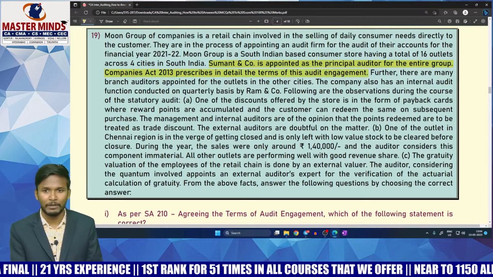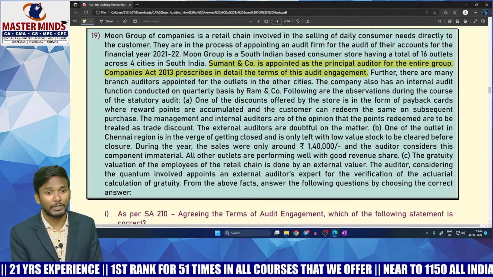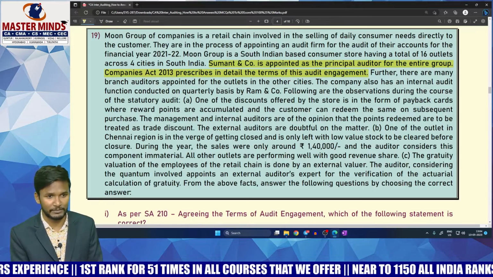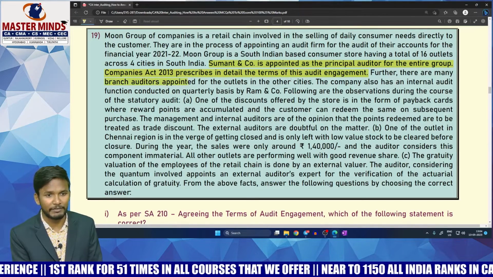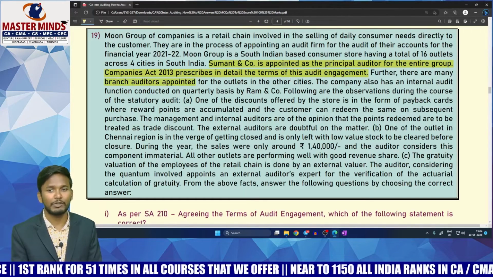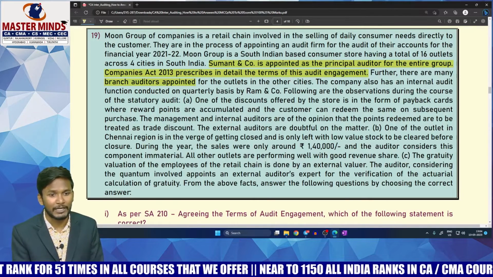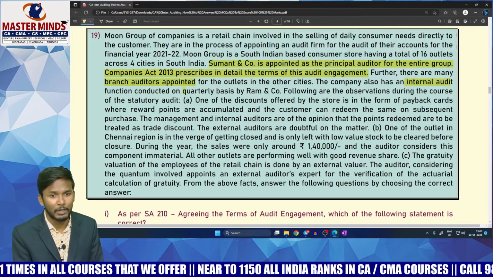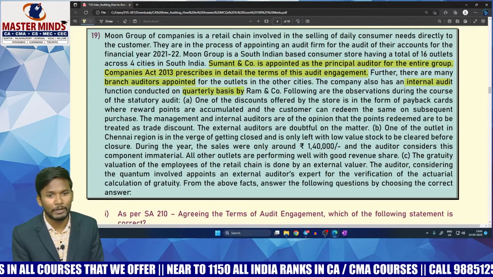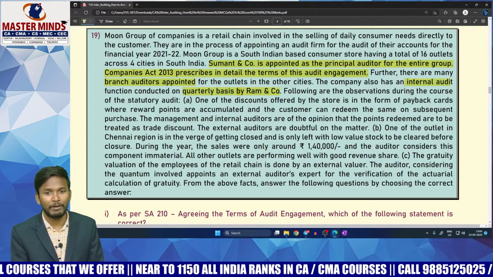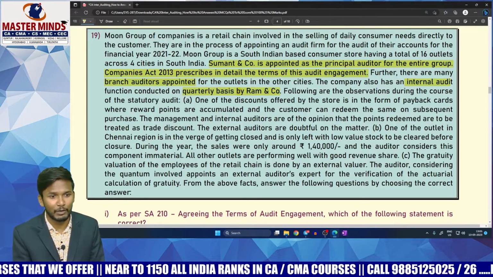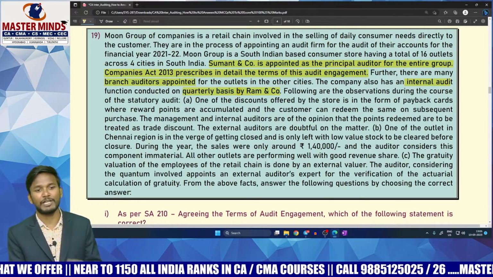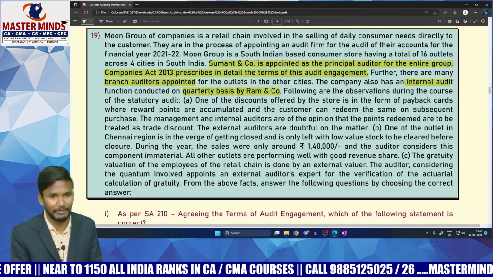Okay, next. Further, there are many branch auditors appointed for the outlets in the other cities. Even branch auditors are also appointed for the other cities. The company also has an internal audit function conducted on a quarterly basis. They are telling, even they have internal audit also, conducted on what basis? Quarterly basis. By whom? Rama and company. Following are the observations during the course of statutory audit. As a part of your statutory audit, you are observing some points. They are giving them one by one.